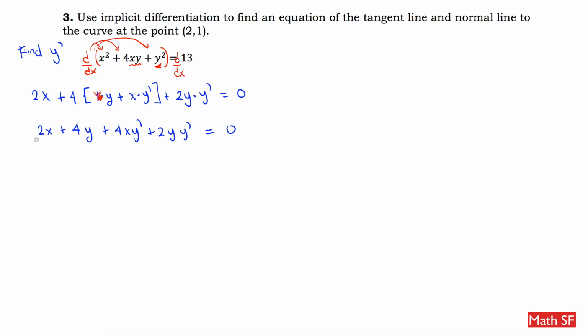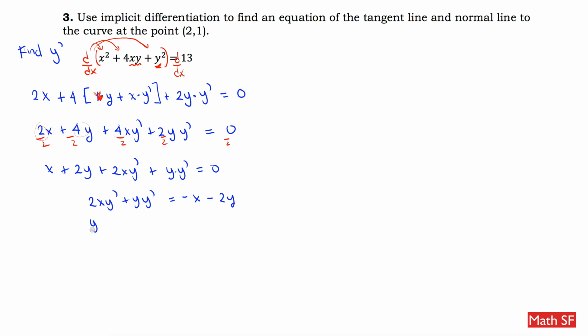Something really cool about calculus right now is that all of these terms here are divisible by 2. If I divide each of them by 2, I get rid of that 2. So I'm going to have x plus 2y plus 2x y prime plus y prime equals 0. So let's isolate for y prime. In other words, let's leave the terms that have y prime on one side: 2x y prime plus y prime equals negative x negative 2y.